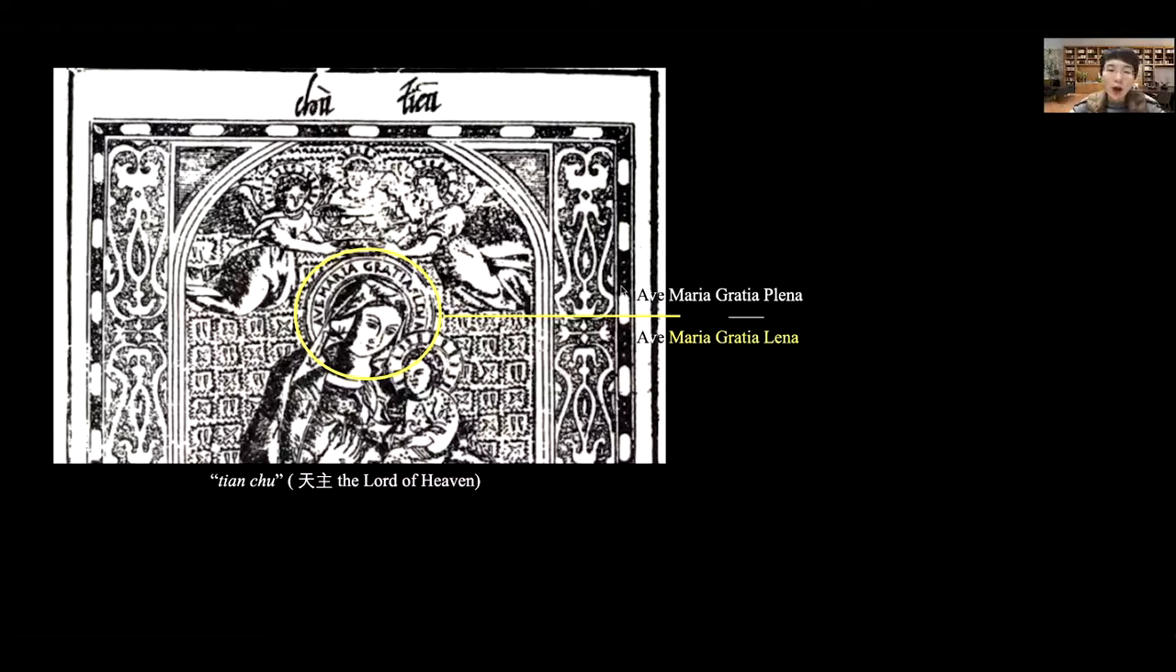We see the alphabetic title of the image, Tianzhu, the Lord of Heaven, rather than the Lord of Heaven and the Holy Mother. Some scholars also notice a mystical word in her halo. The Latin plena was written as lena. Literally, the original meaning of Ave Maria was changed to Maria, a charming woman. According to Jonathan Spence, Ricci might also have noticed this, but he did not correct the mistake.